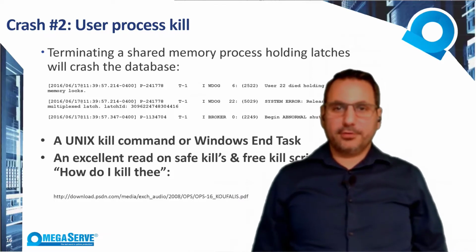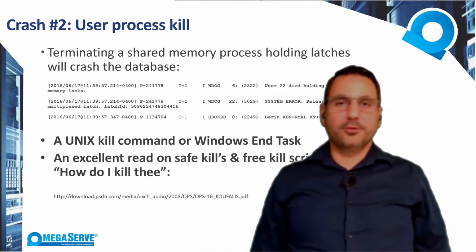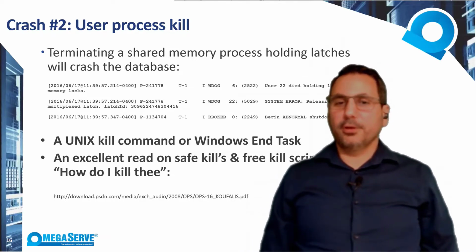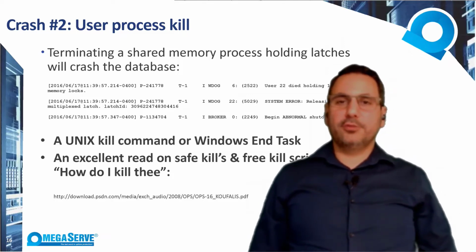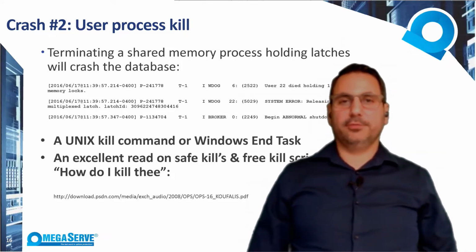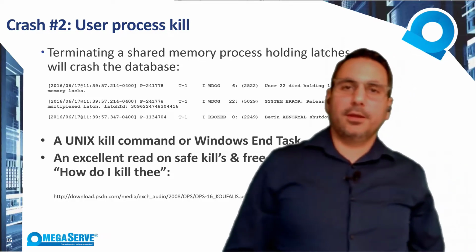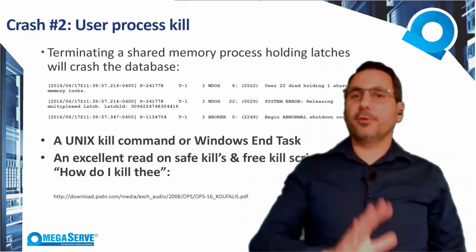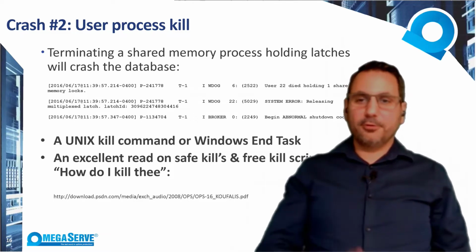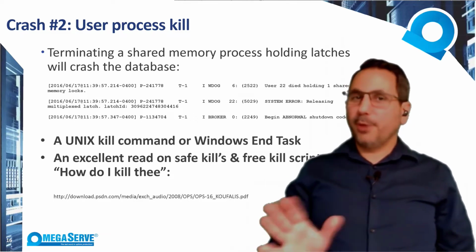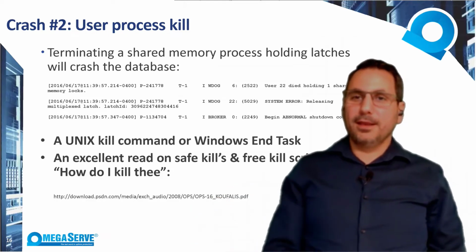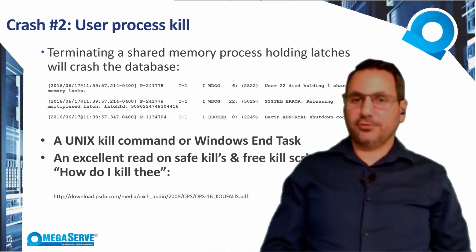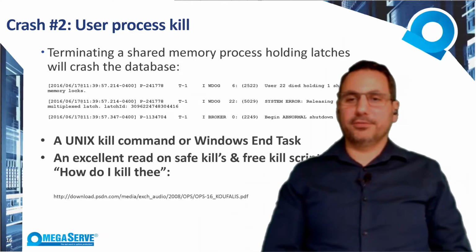Second way to crash a database is by doing something like a user process kill. So killing a user process that's connected to a database improperly could lead to an abnormal shutdown and crash a database. Now in Unix, there's different kill signals you could send to a process. Some of them are safe, some of them are not. For example, an interrupt signal is generally safe. A kill -9 is not a good thing for a process, especially if that process is holding on to a latch. That will most definitely bring the database down.